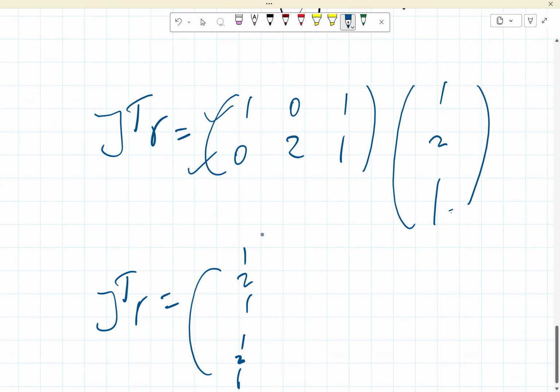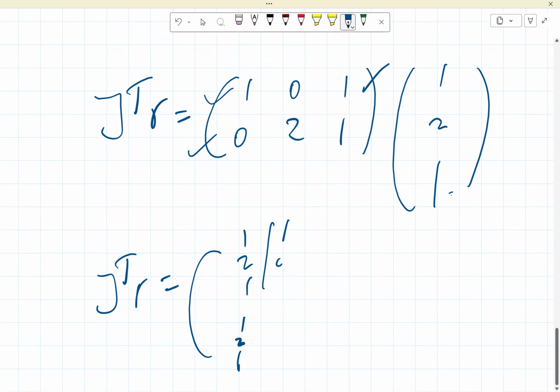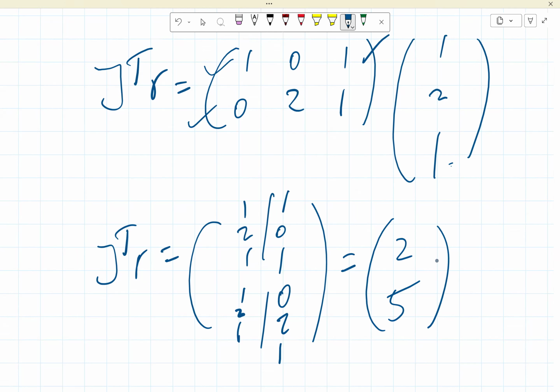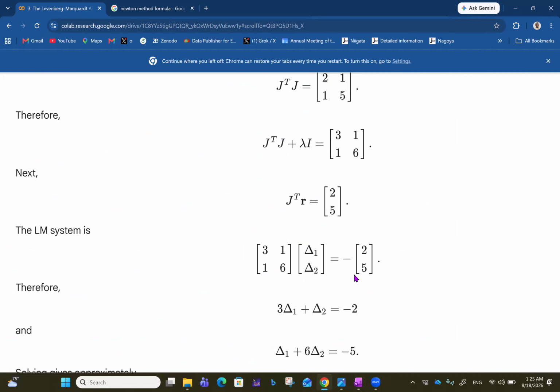So we multiply each row: 1, 0, 1, then the other one 0, 2, 1. Then we multiply and add. That's 1, 0, 1, that's 2. Then 0, 4, 1, that's 5. So J transpose R is 2, 5, like that. Then for the LM system, we will have J transpose J plus lambda I, times delta 1, delta 2, equal to minus 2, minus 5.